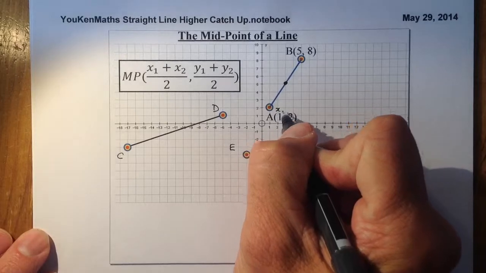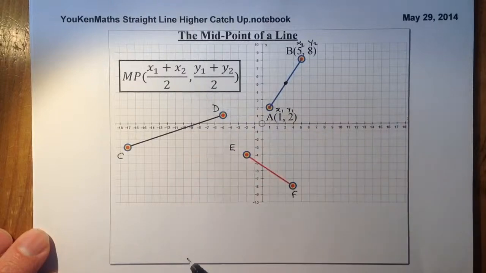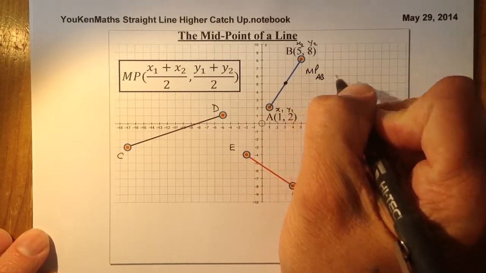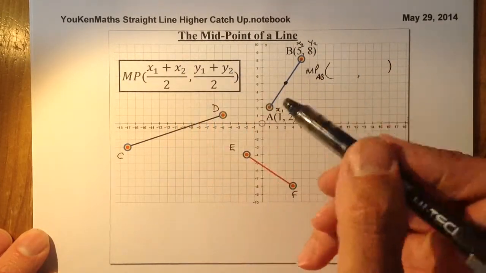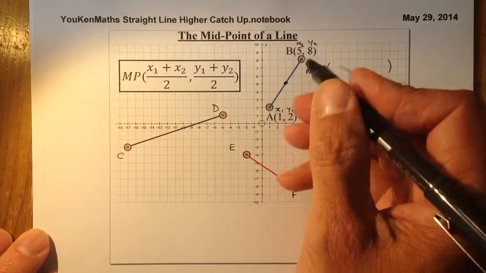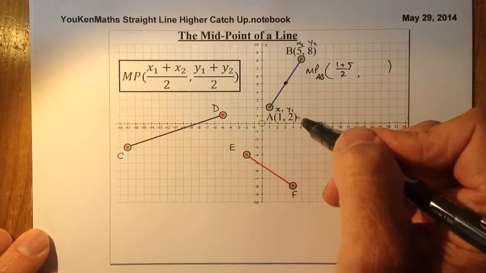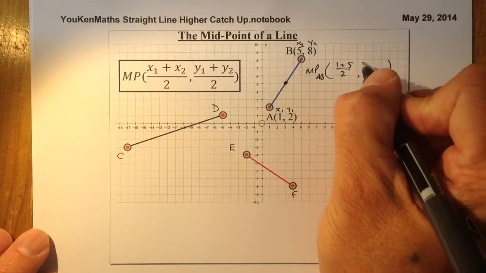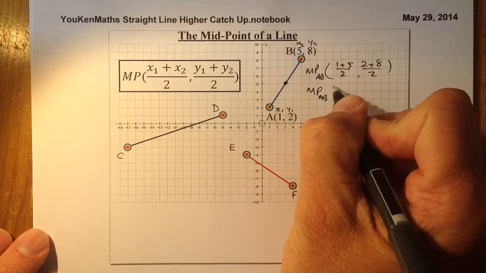Right, so I'm going to label this up as x1, y1 and x2, y2. From there, I'm just going to apply this formula to work out the midpoint. So the midpoint of the line AB, in coordinate form, we're going to add together both the x coordinates and divide by 2, so it'll be 1 plus 5 divided by 2. For the y coordinates, it will be y1 plus y2, so 2 plus 8 divided by 2.